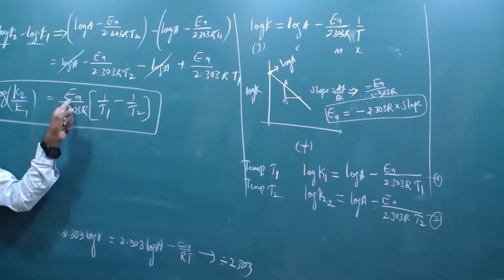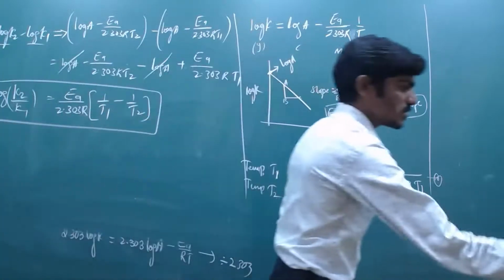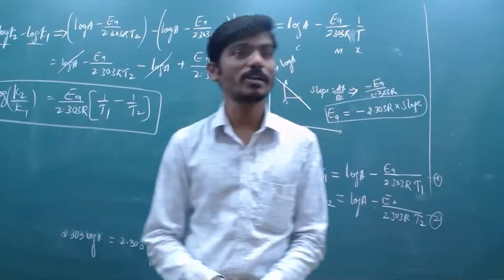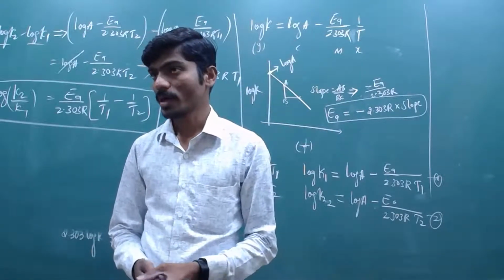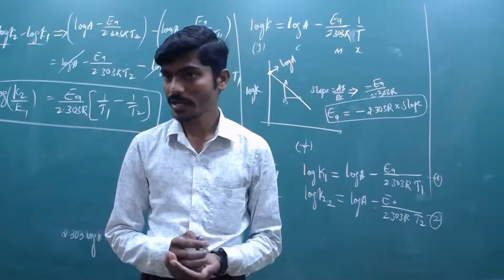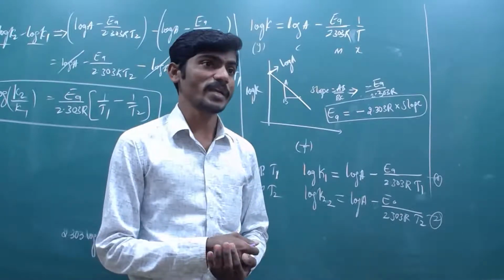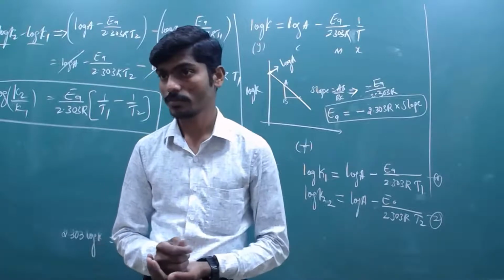Calculate the activation energy. When temperature is raised by 10 degrees, the rate constant becomes double. The rate of a reaction doubles. What is the activation energy for the reaction? Calculate the activation energy for a reaction when the temperature is raised by 10 degrees, its rate of reaction doubles.